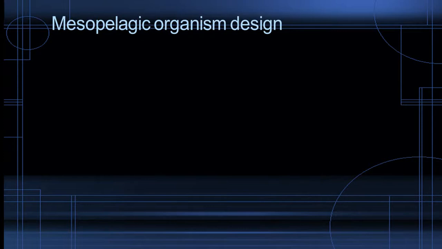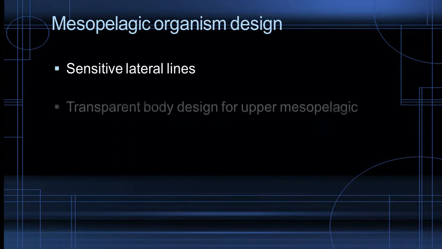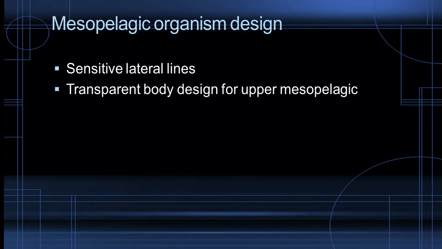We're going to drop down a little bit to where it says mesopelagic organism design, and I guess we'll get back to the feeding strategies. They have very sensitive lateral lines. Remember the lateral line on the side of the fish? We saw that in our shark. That allows them to sense electrical charges nearby and make quick movements. So these are very, very sensitive. They can recognize small movement from quite a ways away. They tend to have a transparent body design, so that they are hidden somewhat from beneath.